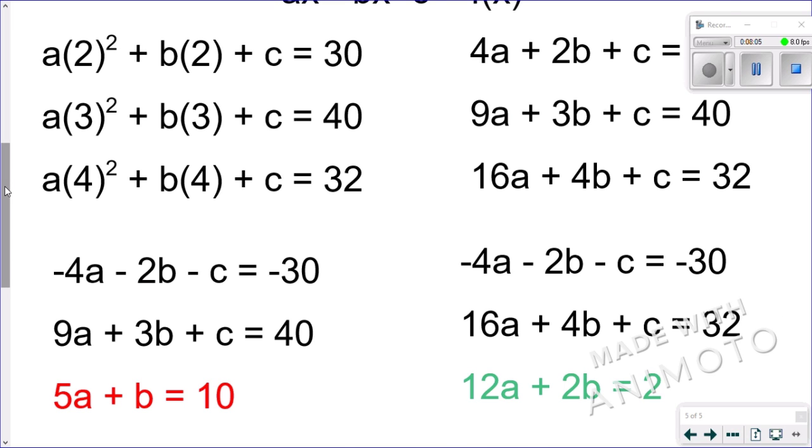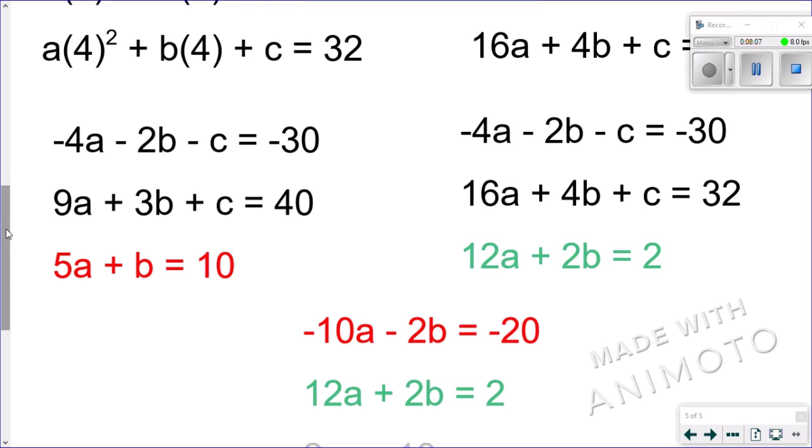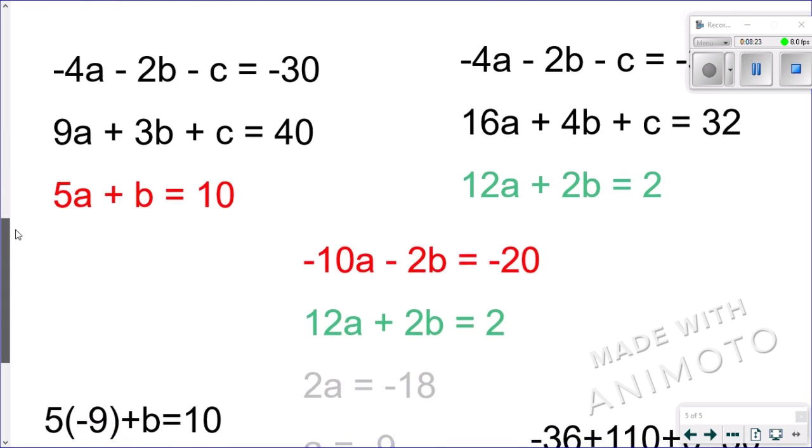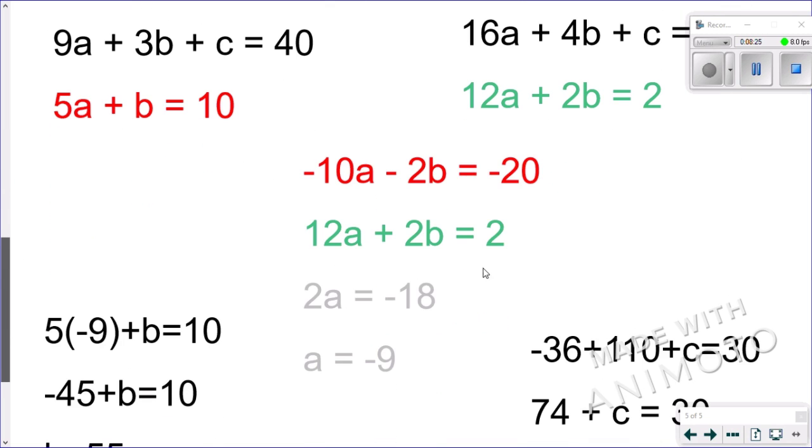So I then take those 2 equations and I set them up. I looked and I said, okay, I think b is going to be the easiest variable to eliminate. So I'm going to multiply this red equation by -2. So that's how I got -10a minus 2b equals -20. And then I add that with the green equation, since my b's will eliminate. And I get 2a equals -18. Solve for a, we get a is -9.